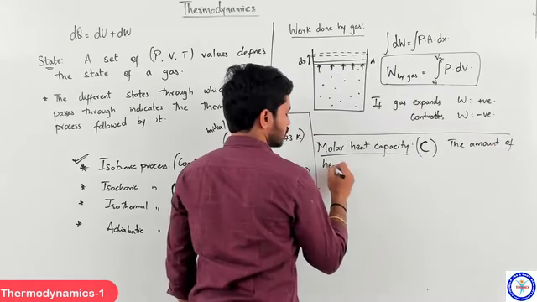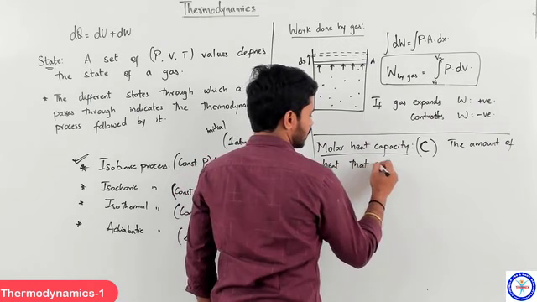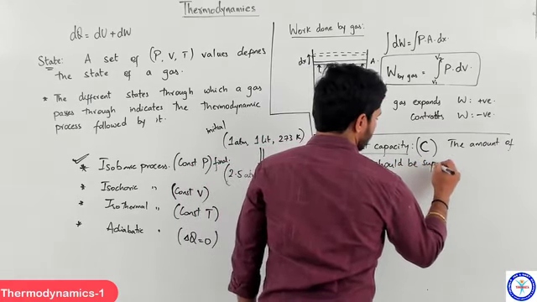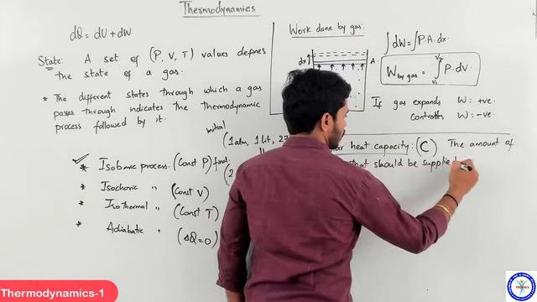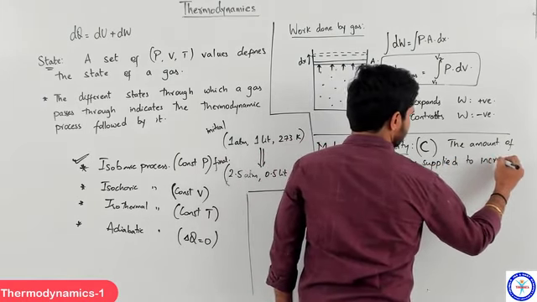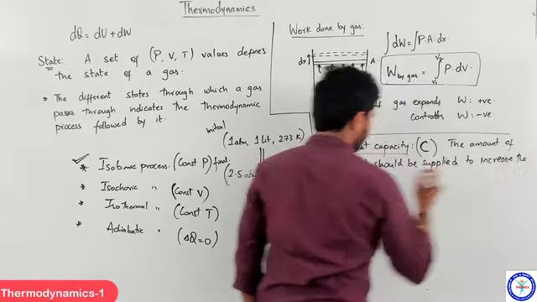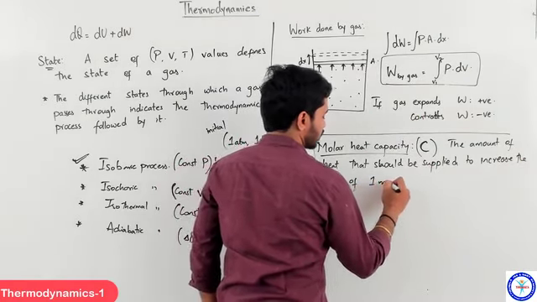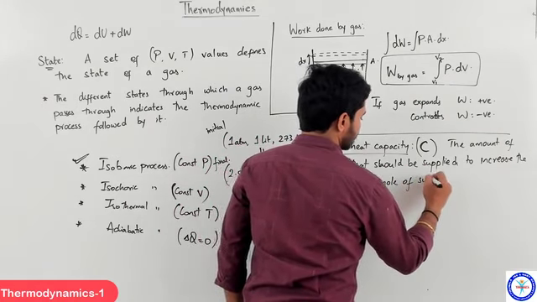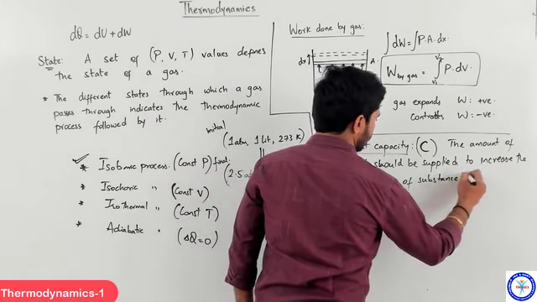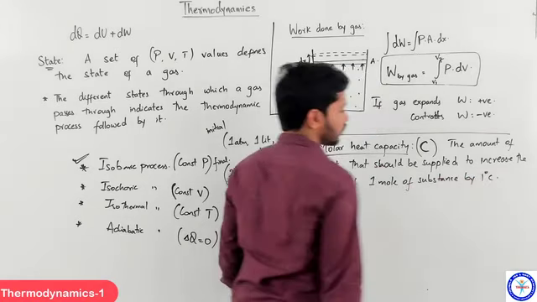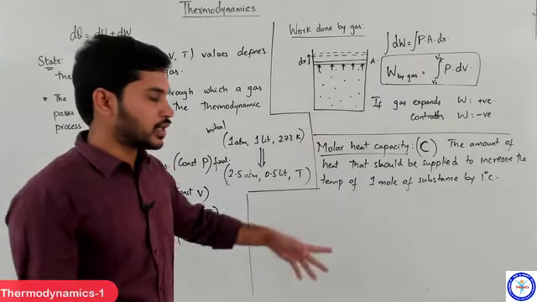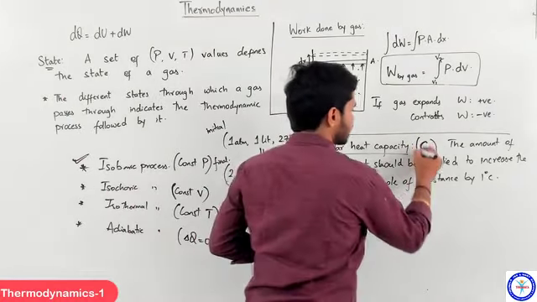amount of heat that should be applied to increase the temperature of 1 mole of a substance by 1 degree Celsius. Clear? So if you have to increase the temperature of 1 mole, then how much heat should be supplied is what we call molar heat capacity.